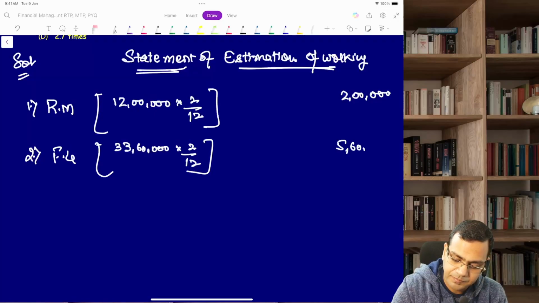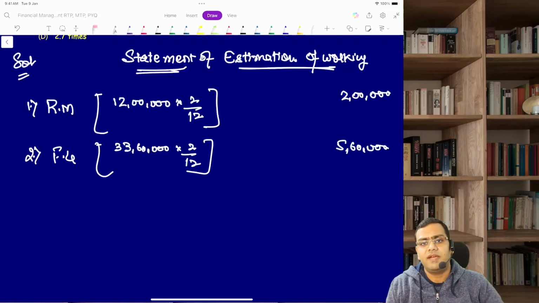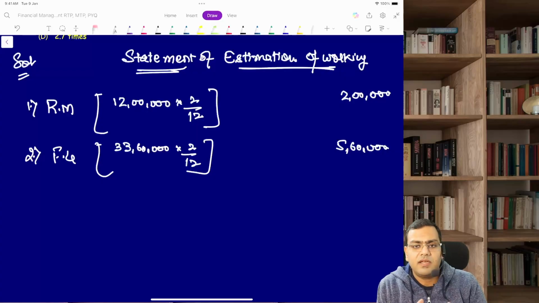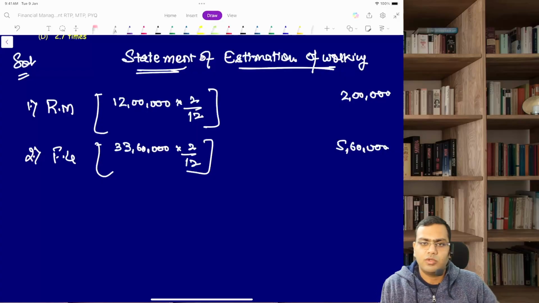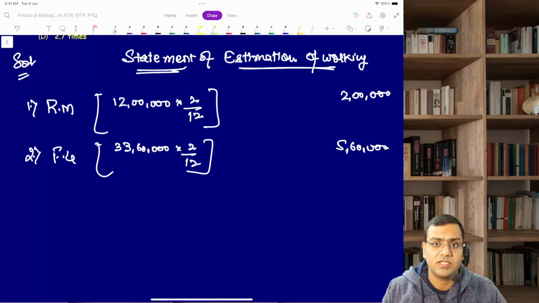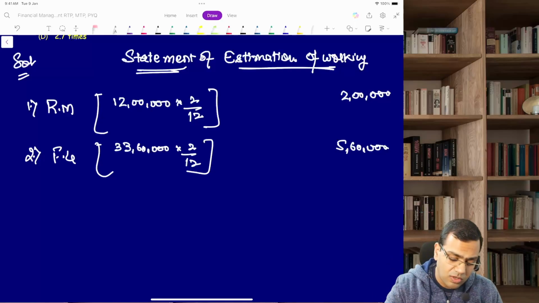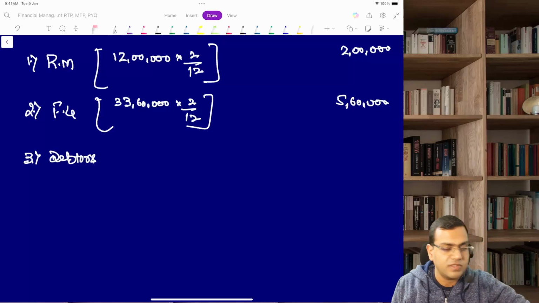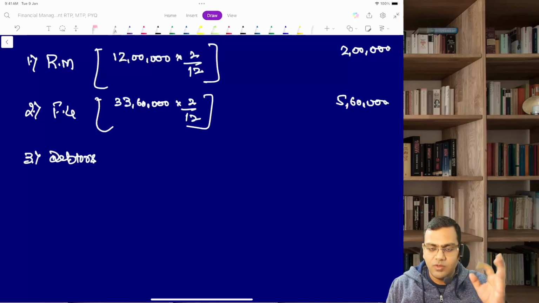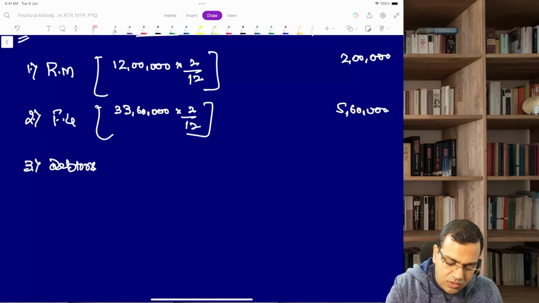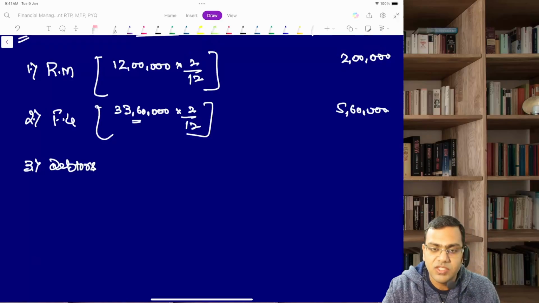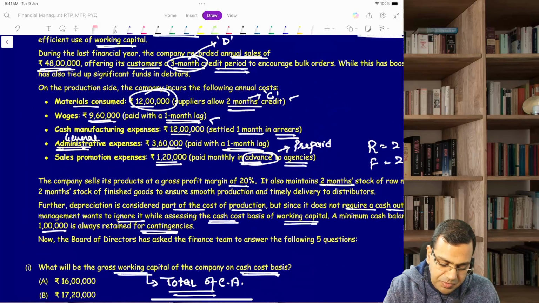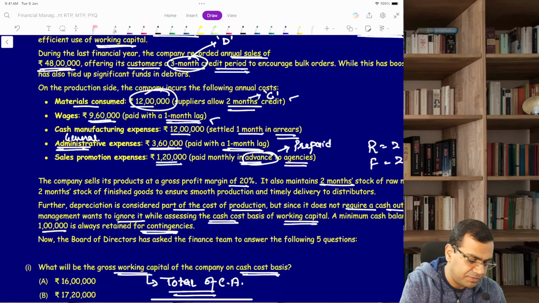Correct. Now, we have taken inventory. In inventory, we have taken raw material. WIP is not given in the question. We have taken the finished goods. Next, what we are going to take is the value of the debtors. Now, for debtors, what do we take? For debtors, we take the total cost of sales. So let's see what will be the cost of sales. This is the cost of goods sold that we have taken. In this, we are going to add the administrative expenses and the sales promotion expenses, right?